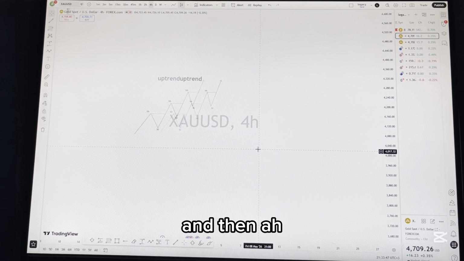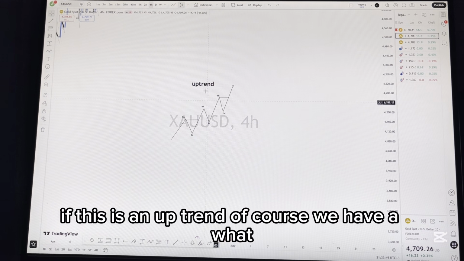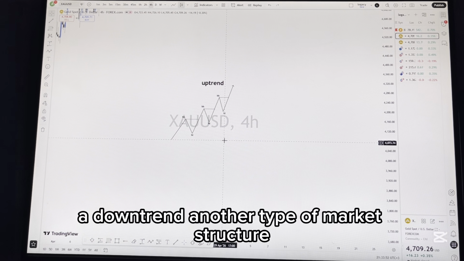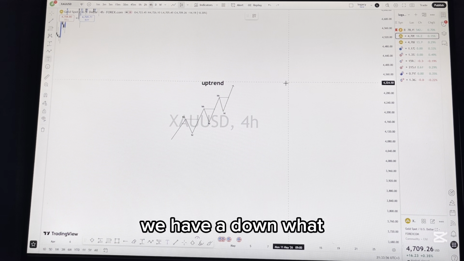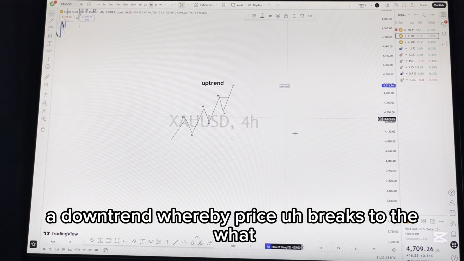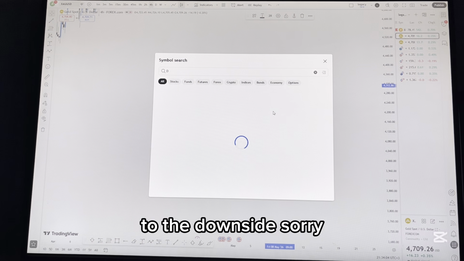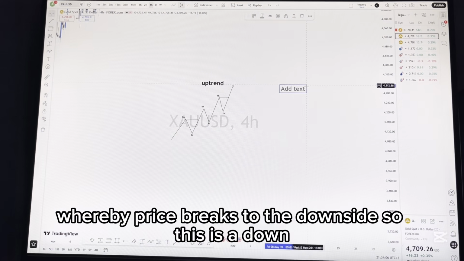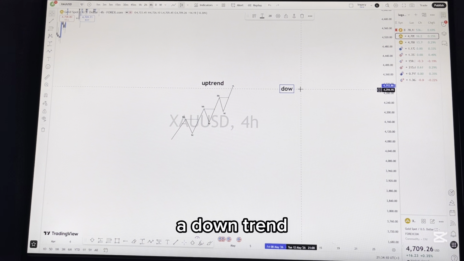And then if this is an uptrend, of course we have a downtrend. Another type of market structure is the downtrend, whereby price breaks to the downside. So this is a downtrend.